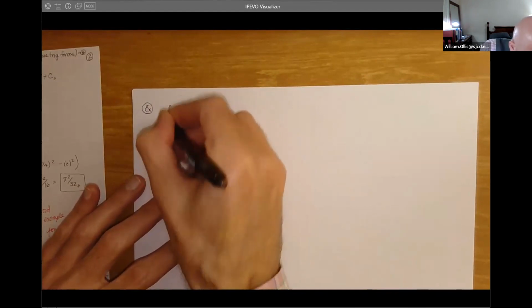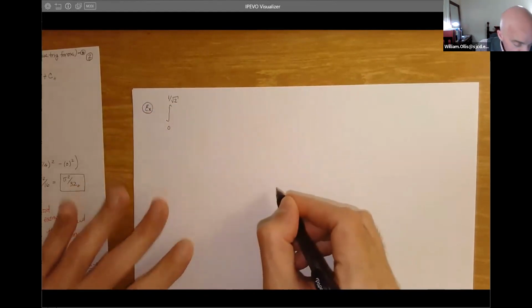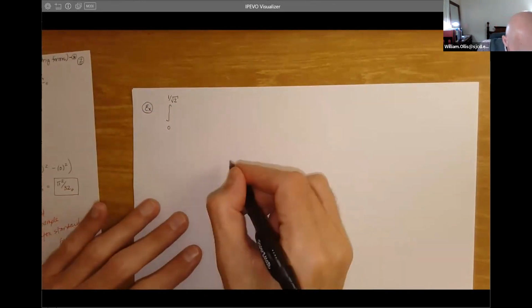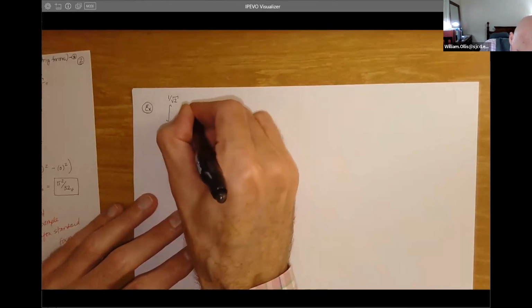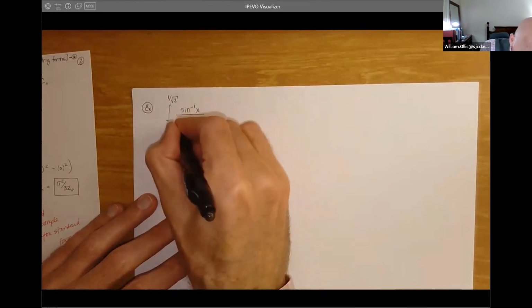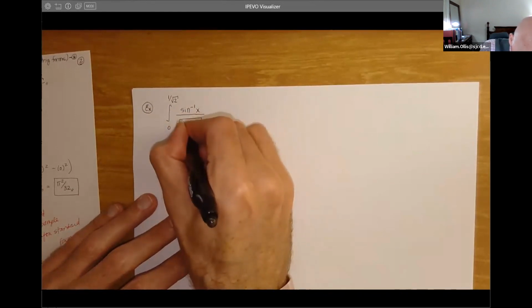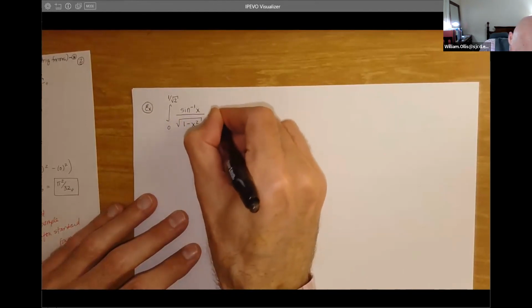So we have 0, 1 over root 2. The integral, in this case, of inverse sine of x divided by the square root of 1 minus x squared dx.